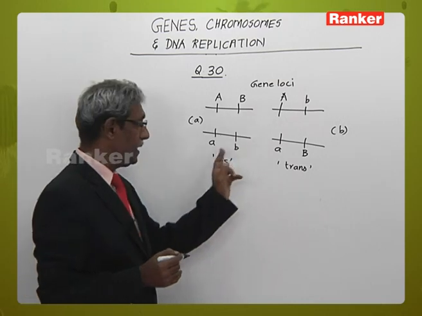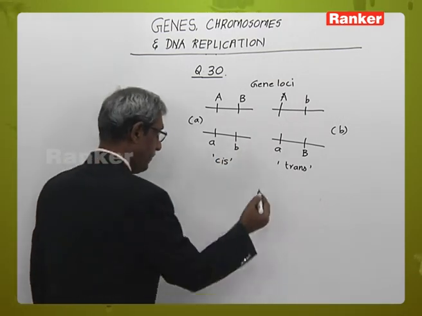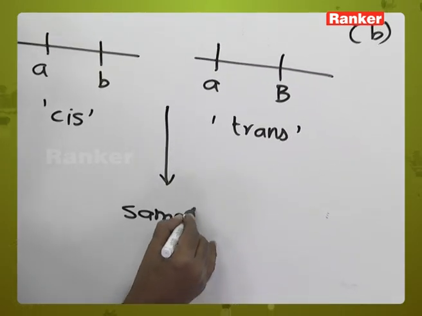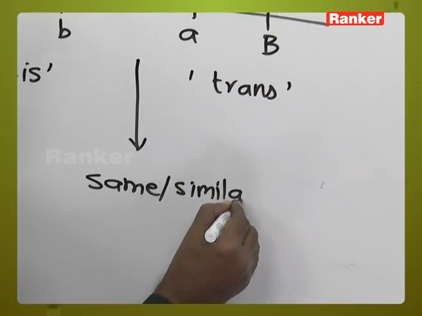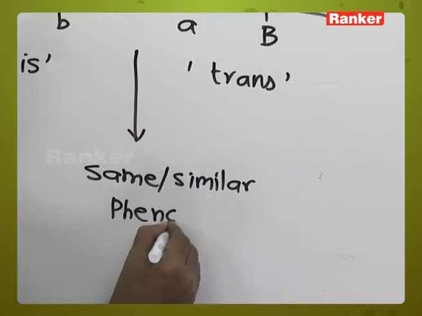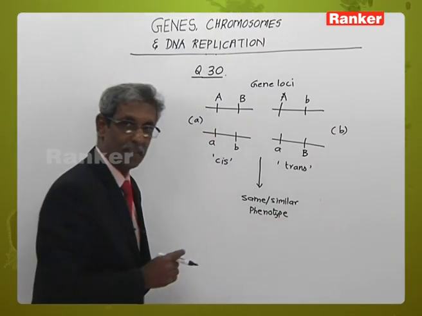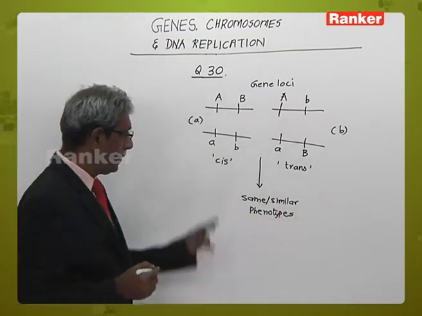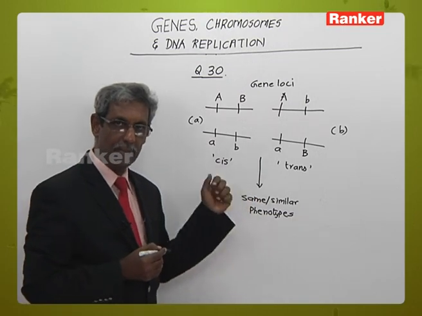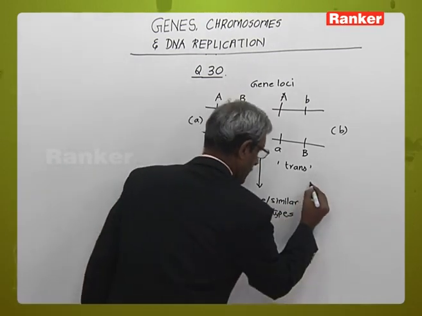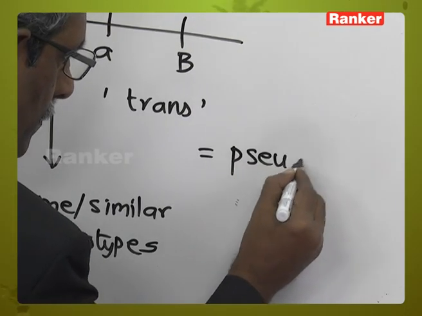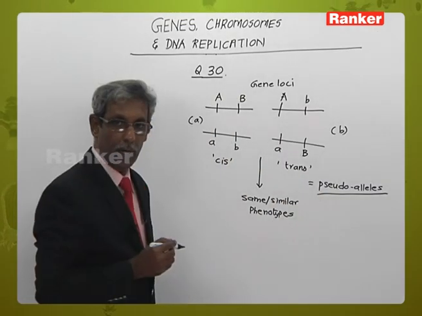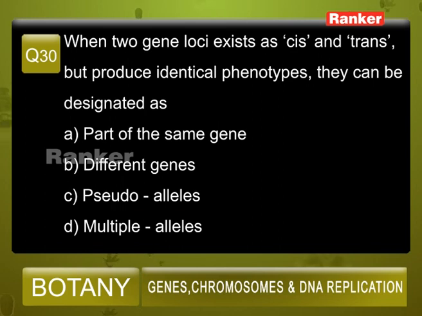So, when two genes exist in cis and trans, but either way they produce the same or similar phenotype, irrespective of whether it is in cis or in trans, these alleles, a pair of contrasting characters termed as alleles, are termed as pseudo alleles. Hence, the answer is C.